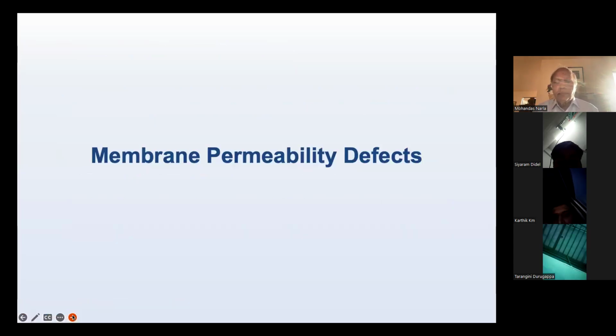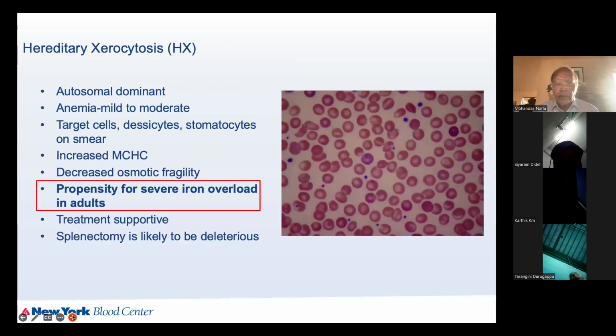The second aspect of red cell membrane disorders: what I told you so far is structural, that is, either loss of cohesion or loss of stability of the membrane. But as I said earlier, there are also red cell membrane permeability defects. Can I have the next slide? So as I said earlier, one of these is hereditary xerocytosis.